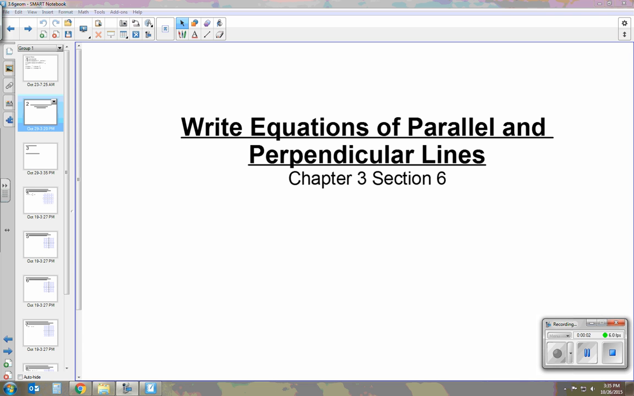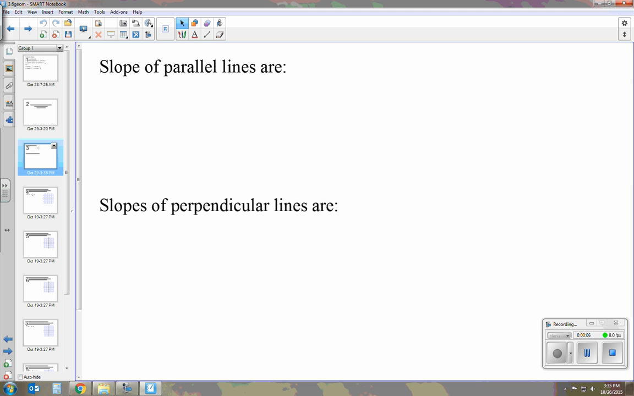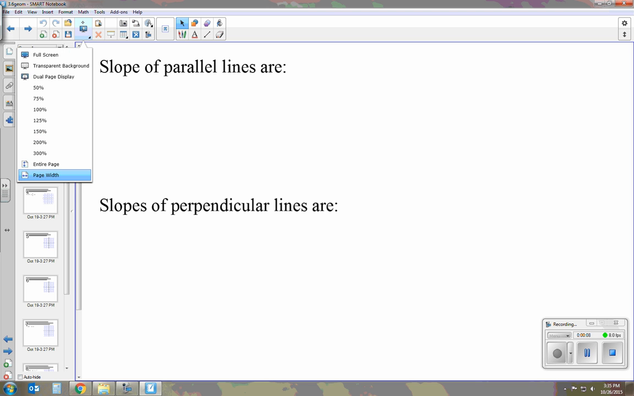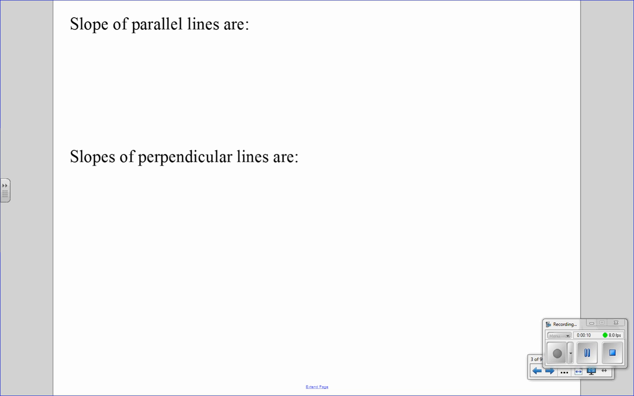Today I'm going to be talking about writing equations of parallel and perpendicular lines. First off, we have to remember the relationship of the slopes of parallel lines, which is that they have the same slope. We're going to use that today.